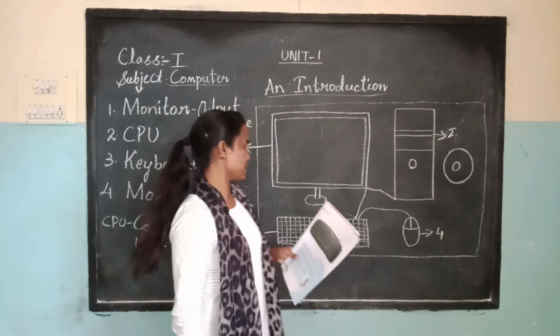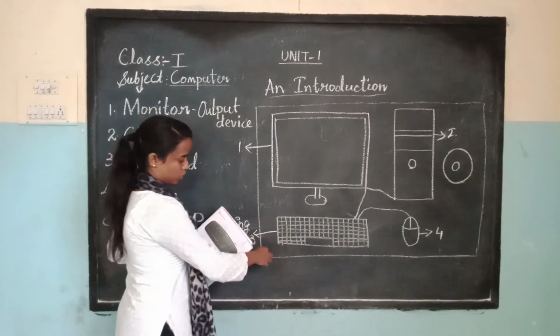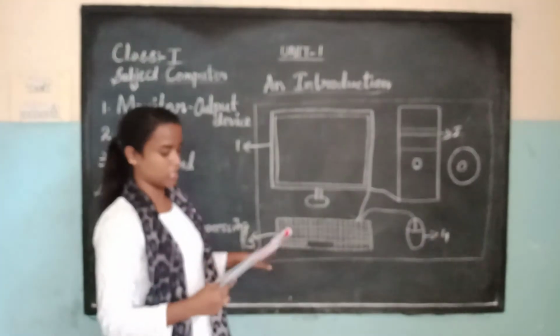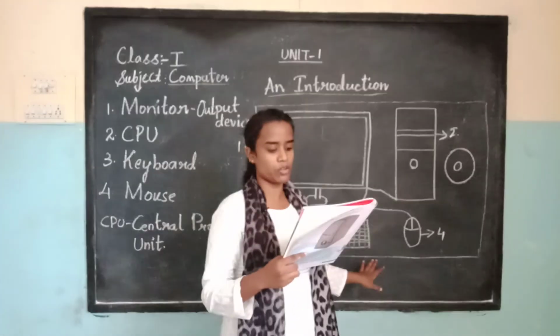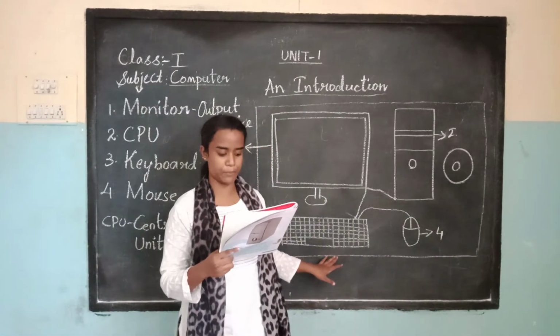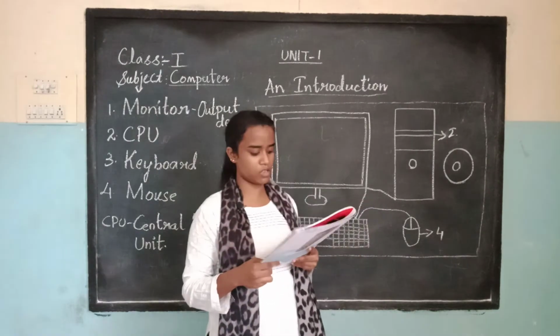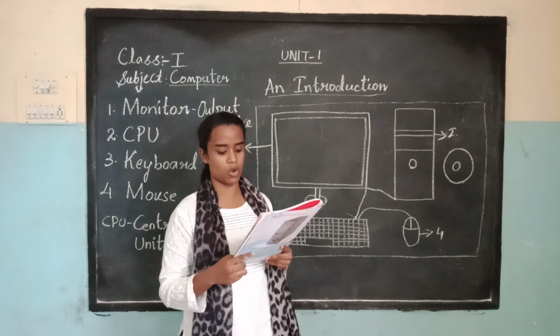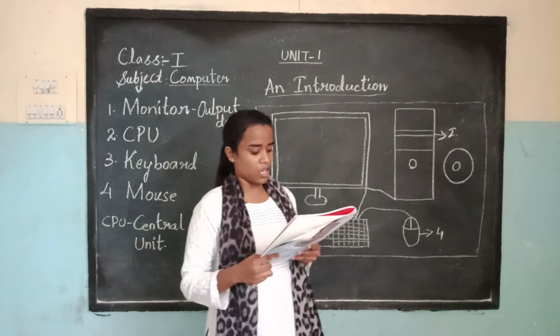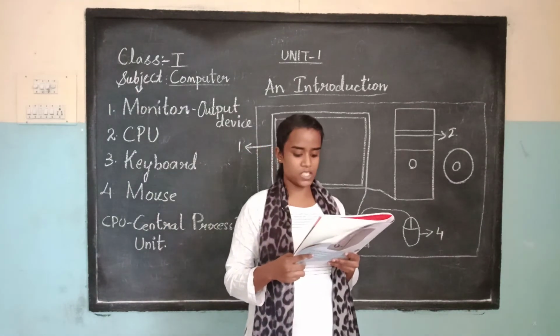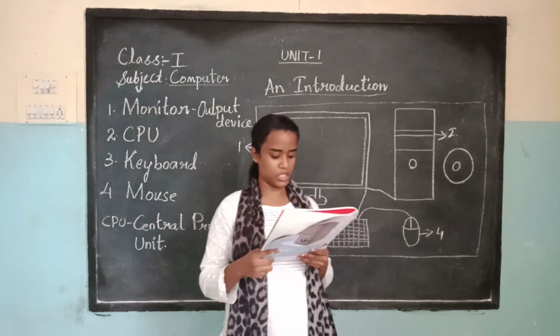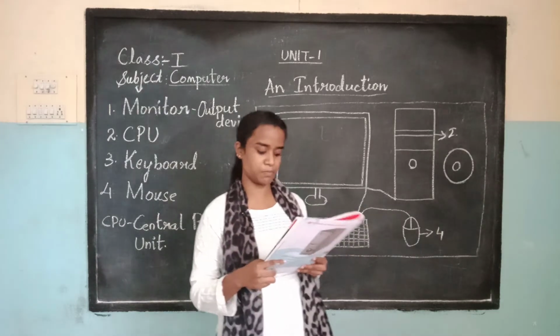So now next, keyboard. Third one is a keyboard. This is a part of the computer that looks like a typewriter. Keyboard is used to type alphabets, numbers and other signs which are marked on every key. If you press any key, its impression appears on the monitor. Keyboard is an input device.